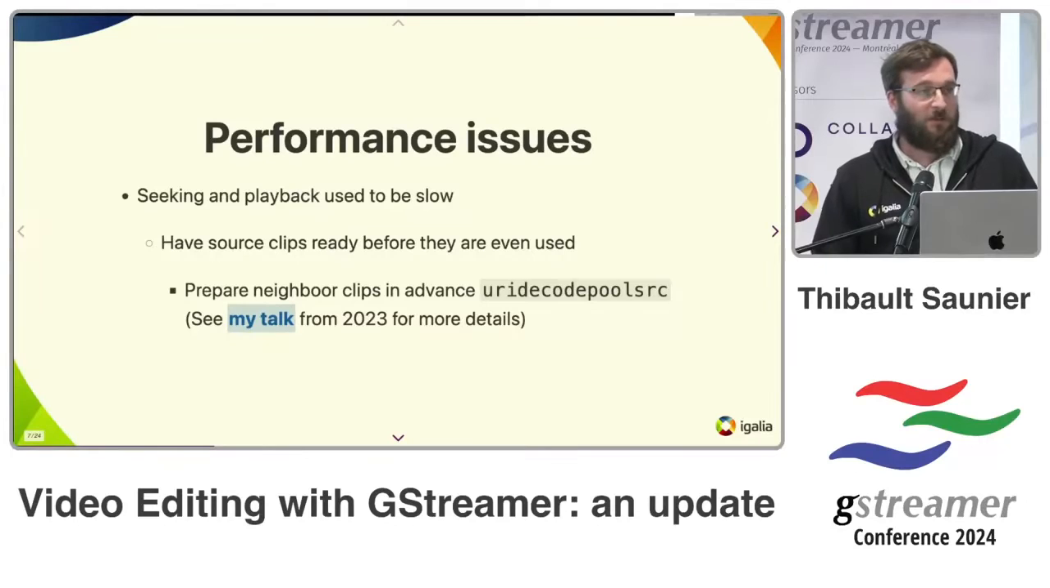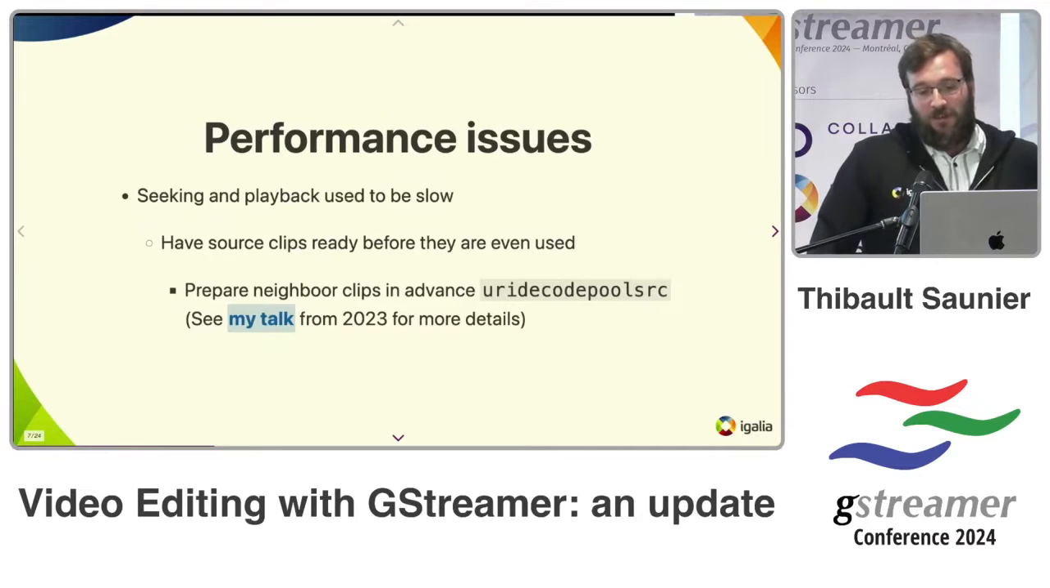Last year, I started explaining a bit of that because we were starting that work around the implementation of uridecodepoolsource. It allows preparing the neighbor clips. I will explain a bit more this year too, but how it has evolved and what other problems that we were not targeting at first are now solved thanks to that same design. So basically, before, the goal was really to enhance the scrub seeking experience so that when people scrub in the timeline, it's just really smooth.